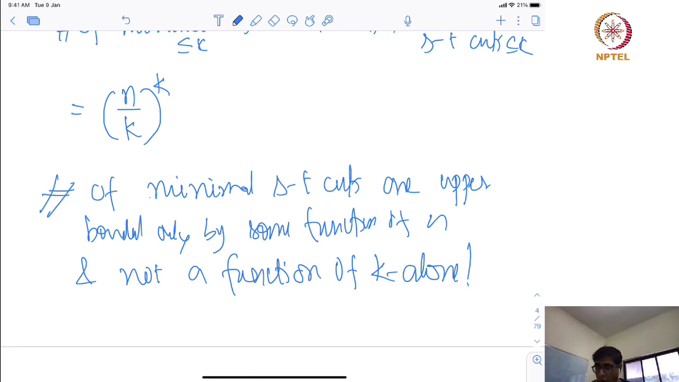But for now, all I wanted to tell you is that the number of minimal ST cuts of size at most k is not upper bounded by k. We could have also done the same thing with respect to vertices, but for this lecture series we will only concentrate on edge cuts and not on vertex cuts.